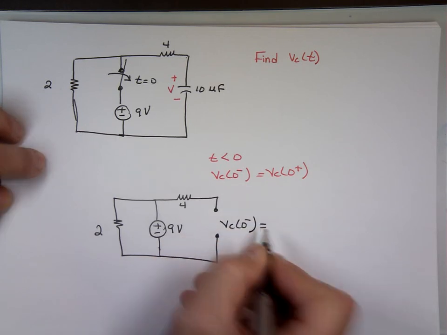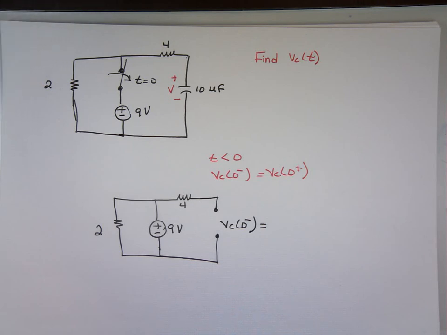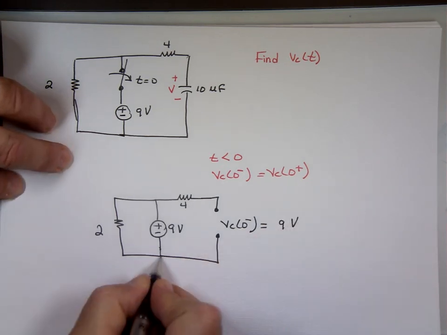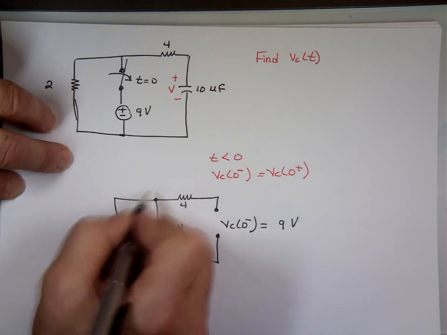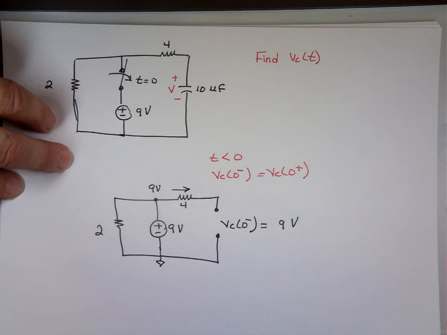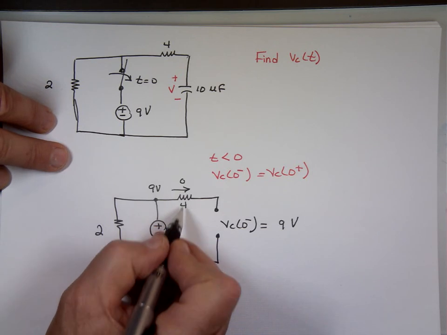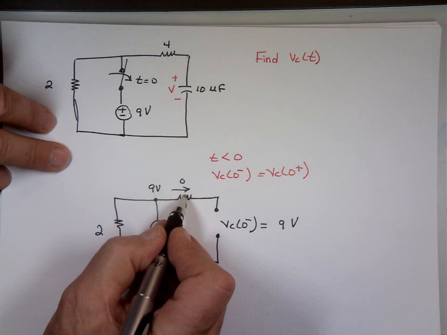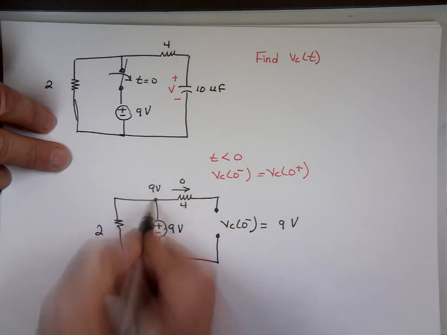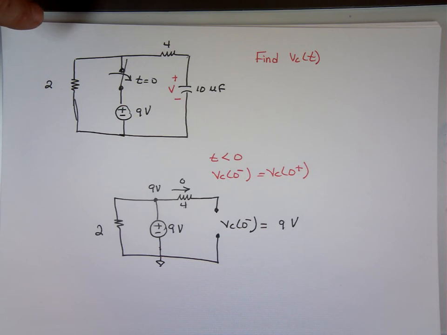And what's that voltage equal to? Looking at that circuit, what is it? 0? No, it was a short circuit. 9 volts. Why 9? If this is ground, what's this voltage here? 9 volts. How much current goes in that direction? None, 0. So the voltage drop here, Ohm's law says V equals I times R, 4 times 0, which is what? 0 voltage drop here. So that end is going to be the same as this, 9 volts. So that's all I need. What is the voltage across the capacitor at 0 minus? It's 9 volts. That's the whole purpose of looking at the circuit for t less than 0.